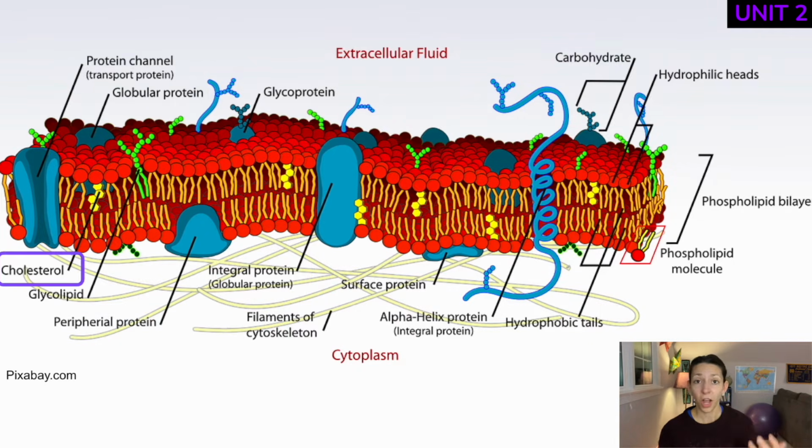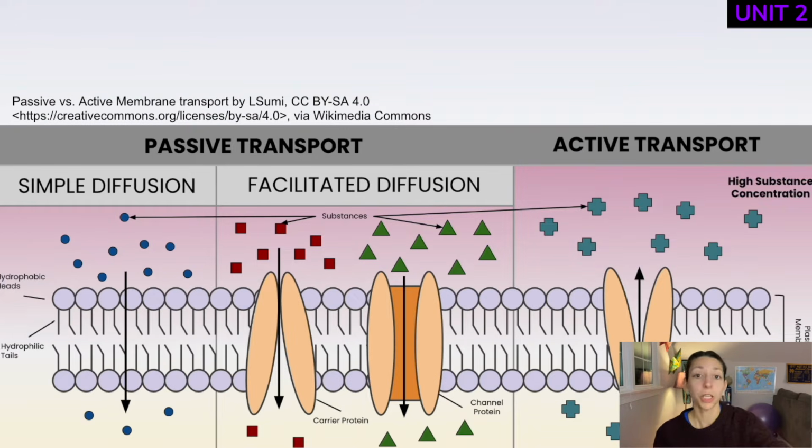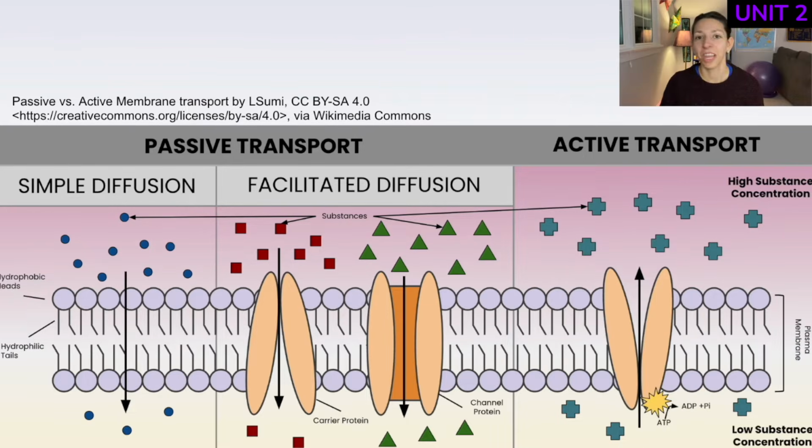Now, often when we talk about proteins within the cell membrane, we are talking about transport proteins, which are going to allow certain molecules in and out of the cell. Now, the cell membrane serves as a protective barrier. It helps it communicate with the environment, but it also helps regulate what goes in and what comes out of the cell. And that's where sometimes these transport proteins get involved.